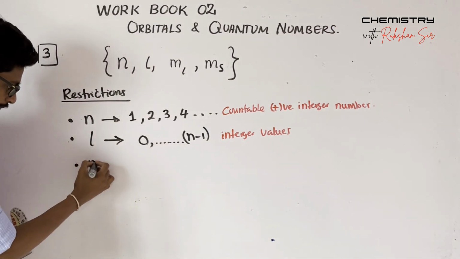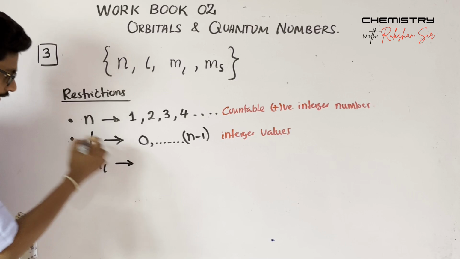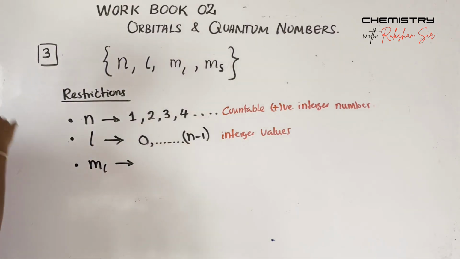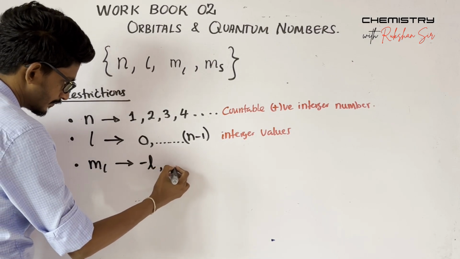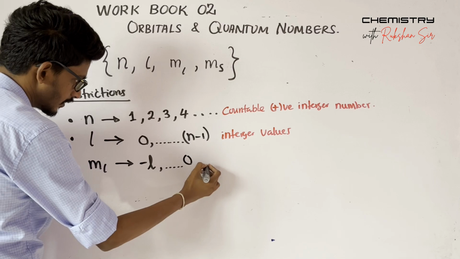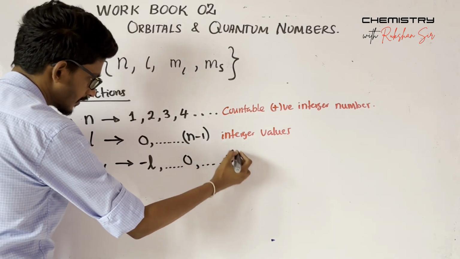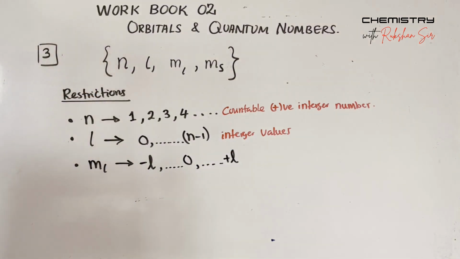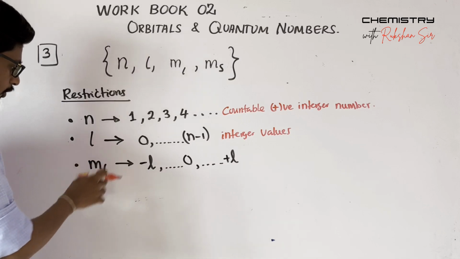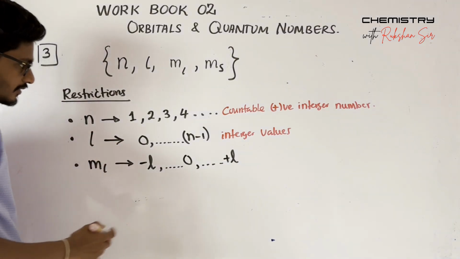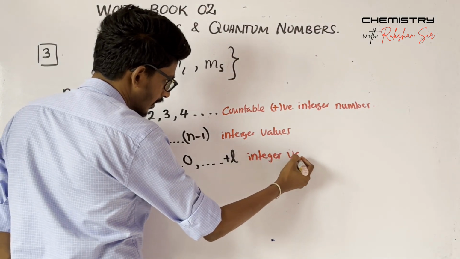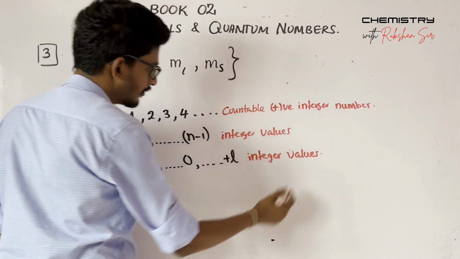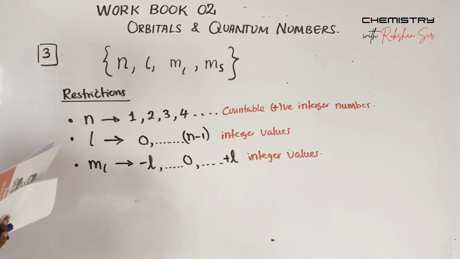When it comes to ML, not all values are possible for ML. What are the possible values for ML? ML can be taken from minus L to plus L, along with 0, the integer values. Those are the only values possible for ML. Actually, that is restricted by L. Whole values. You can't have half values with these quantum numbers L and ML.